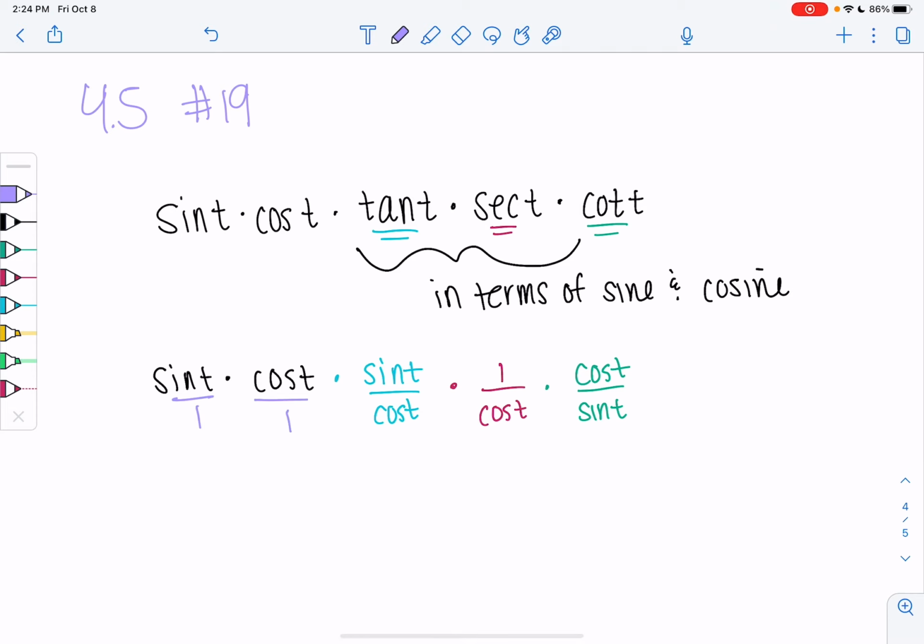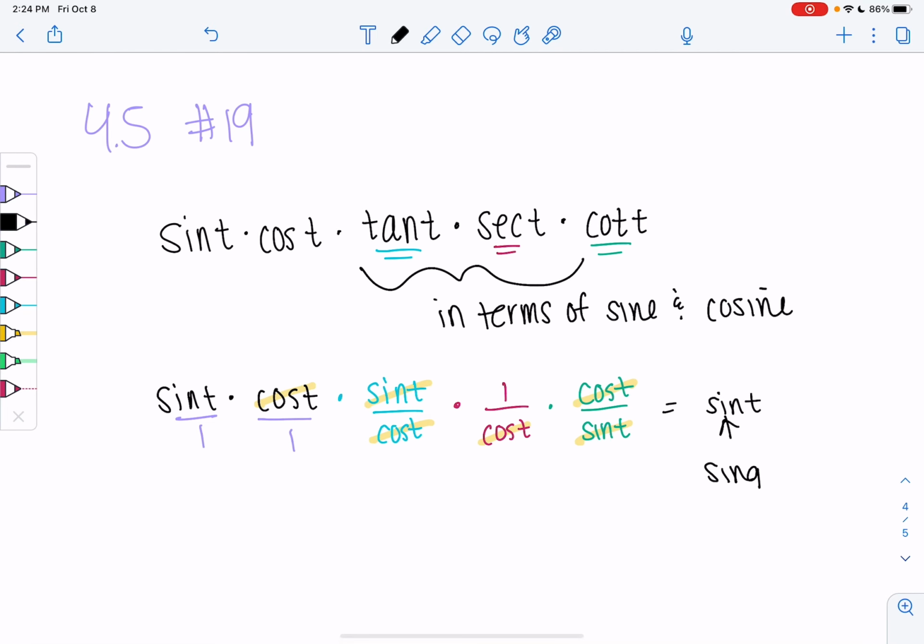So I'll put sine and cosine over 1, and then let's see, does anything cancel? Cosine and cosine, another cosine and cosine, and then sine and sine, and then there's only one thing left over. What are we left with? Sine of t, and that is a single trig function. And we're done.